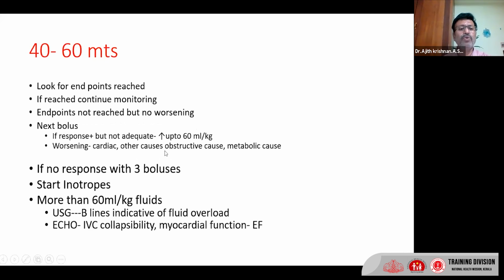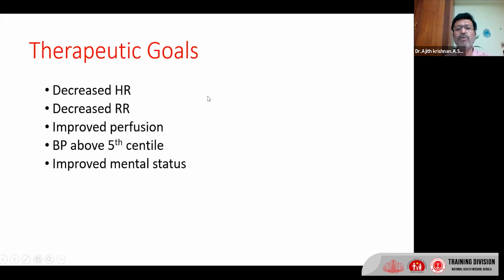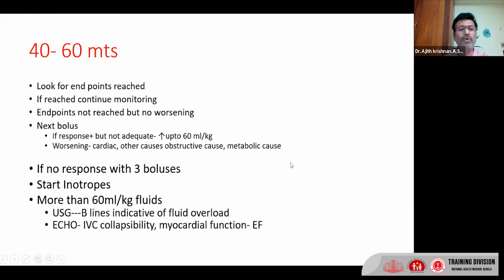Next, you have given the initial fluid, and with close monitoring you decide whether the child is improving or not. The child can improve, or not improve but not worsen, or worsen. So you have to note this. Look for the endpoints reached. If reached, continue monitoring. You can stop the bolus and go with the maintenance fluid, and whatever oxygen and other support you can step down.